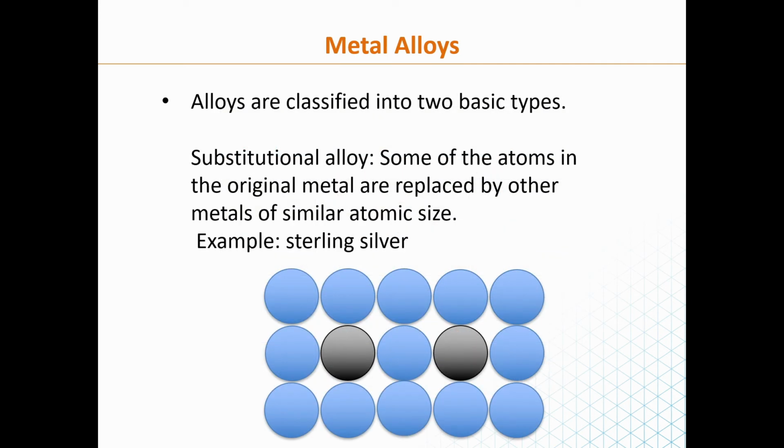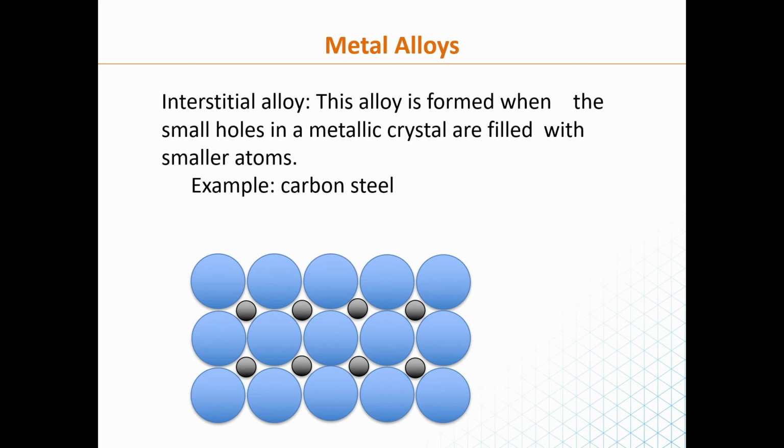Alloys are classified into two basic types. The first type is substitutional alloy. Some of the atoms in the original metal are replaced by other metals of similar atomic size. For example, we have sterling silver. Interstitial alloy. This alloy is formed when the small holes in the metallic crystal are filled with smaller atoms. For example, we have carbon steel. These small holes are filled with the smaller atoms.